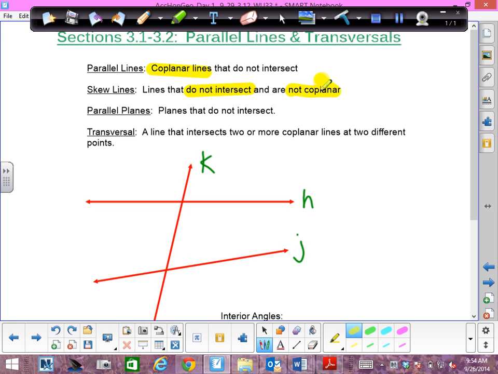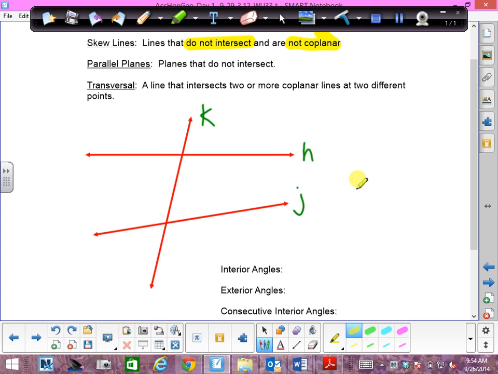Parallel planes are planes that don't intersect. So that's like the ceiling in my classroom and the floor of my classroom. It's never going to intersect, they're parallel. And then a transversal is a line that intersects two or more coplanar lines at two different points. So in this picture, we have three lines, K, H, and J. And line K is actually the transversal. And we don't know if H and J are parallel or anything. We just know they're two lines that are intersecting line K at these two different points.